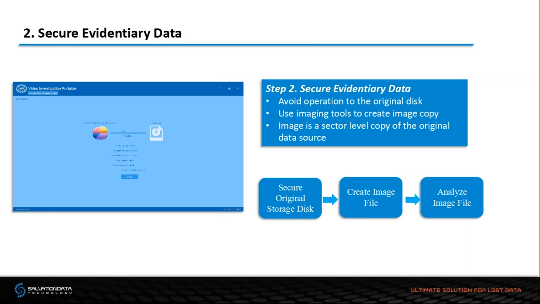Now with the storage disk repaired, the next step is to secure evidentiary data by imaging. Because in a standard forensic process, it is forbidden to operate directly on the original storage medium. So the investigators next used the forensic system to secure evidentiary data by forensic imaging. Forensic imaging is to create an exact sector-level duplicate of the original storage medium.